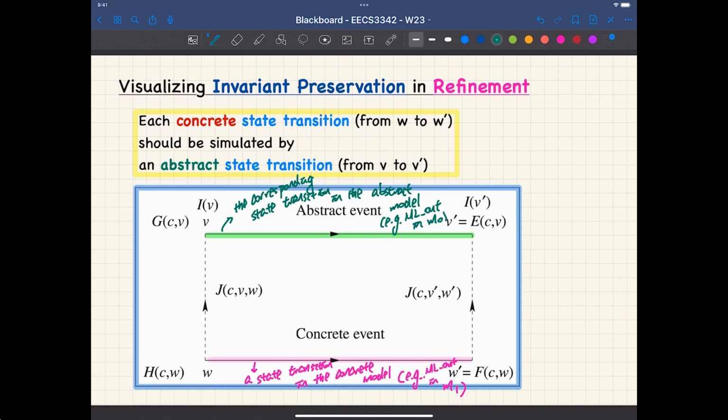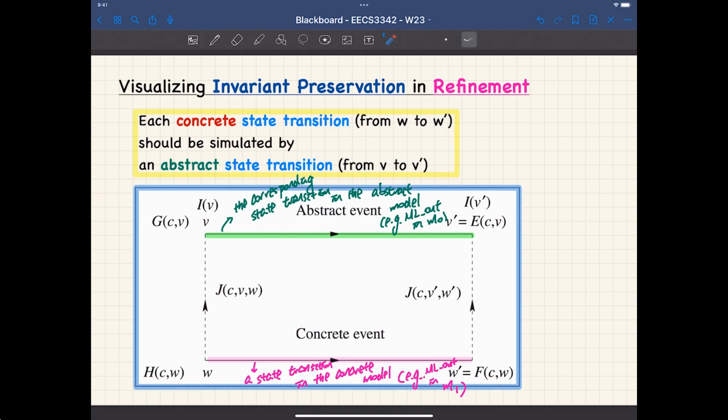So we are saying that whenever you're doing some transition at the concrete state space, there's always some corresponding one. So that's how you relate the two models together to say one is the refinement of the other. It's a very important diagram to show to you. And now, we ought to understand two things.